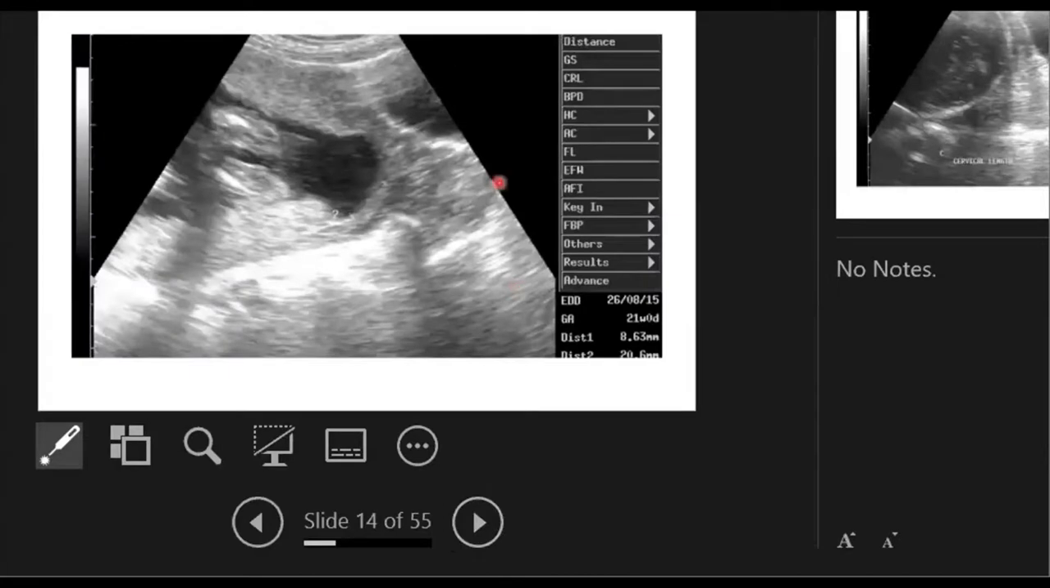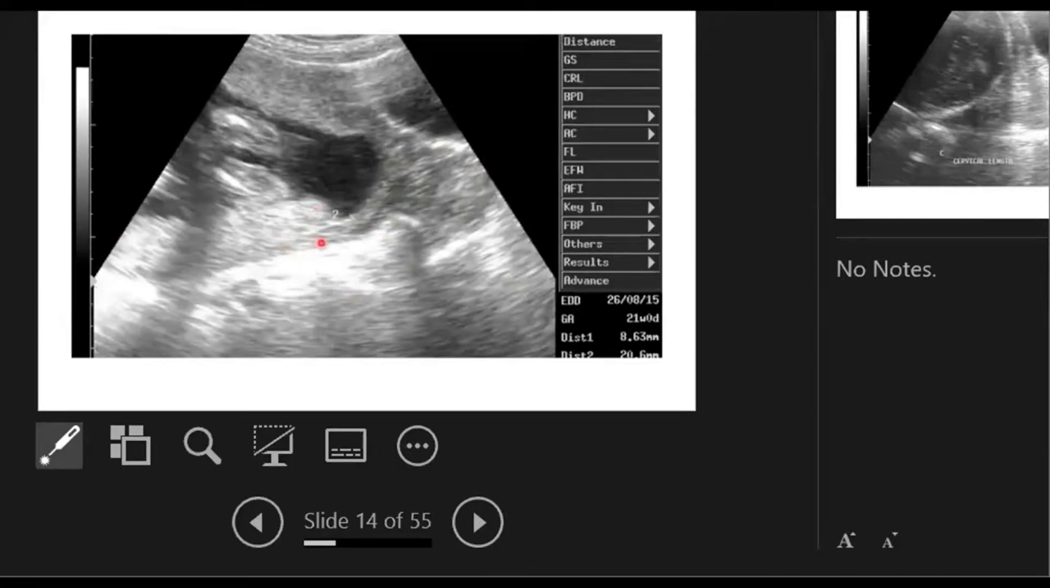You see now the bladder is just half full. We can see the cervix, we can see the internal os. We can actually see that the placenta, for the same patient, is not covering the internal os. So this placenta is where?